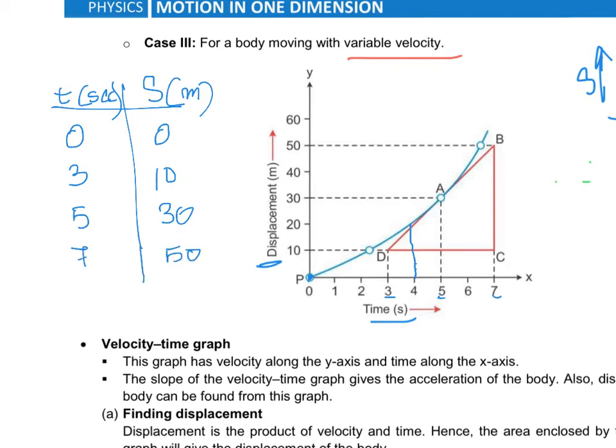So now let's calculate the change for the first 3 seconds. My change of displacement is 10. For the next 2 seconds, my change of displacement is 20 meters. For the last 2 seconds of my graph, my change is 20 meters.